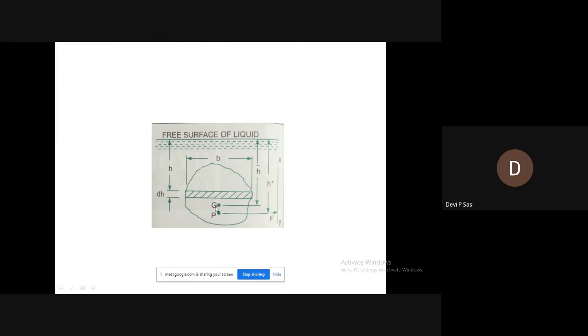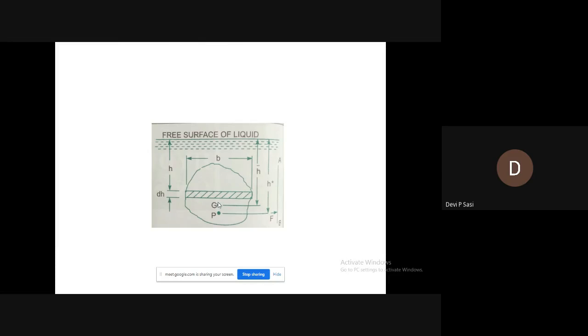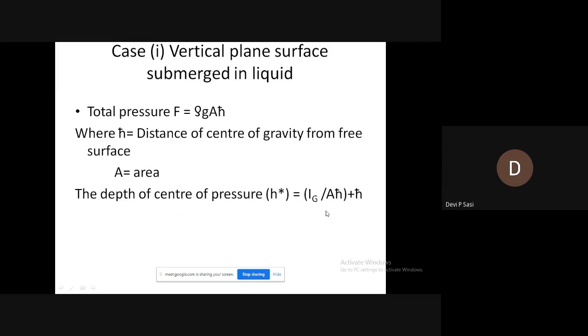Here you can see G. G means it is the center of gravity and P means it is the center of pressure. And you can see the depth of center of pressure h star. The depth of center of pressure h star is given by the equation h star = Ig by A h bar plus h bar, where Ig is the moment of inertia of area about an axis.